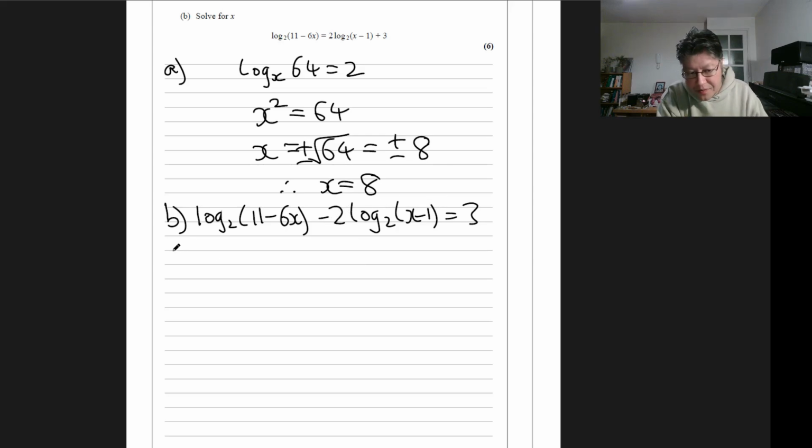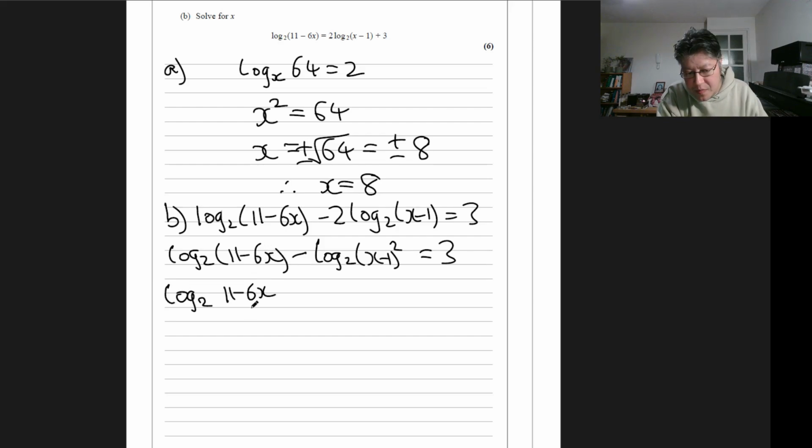So we need to get rid of this 2, and we can bring the 2 in as a power. So log base 2 of (11 minus 6x) minus, now let's move that 2 inside the log as a power, so that's log base 2 of (x minus 1) squared, and that equals 3. Now that there's nothing in front of this log, we can join up the 2 logs using the division rule for logs. So this becomes log base 2 of (11 minus 6x) over (x minus 1) all squared, and that equals 3.